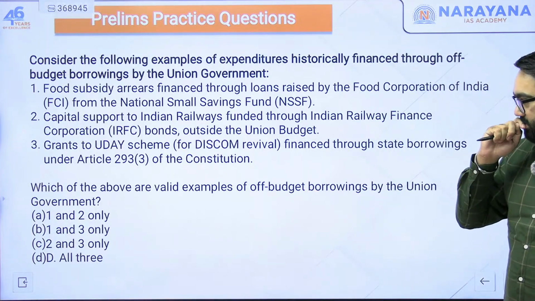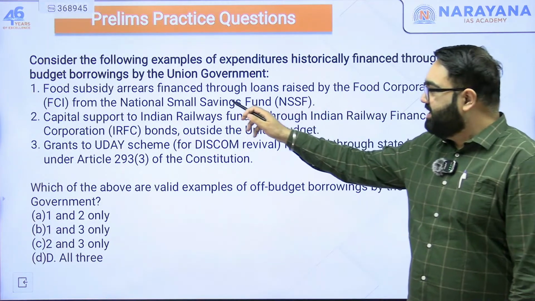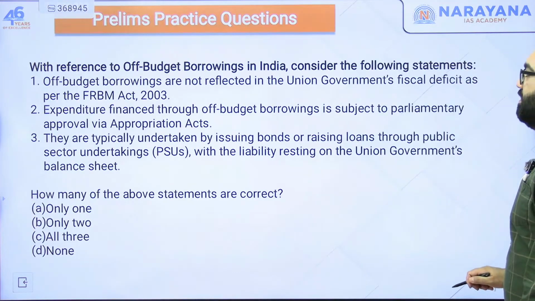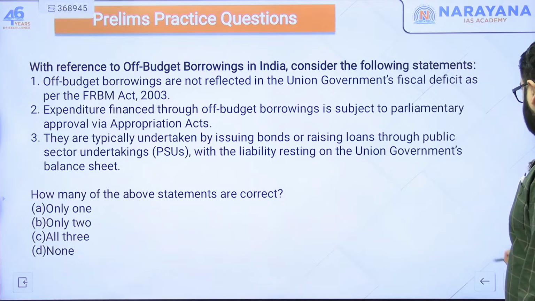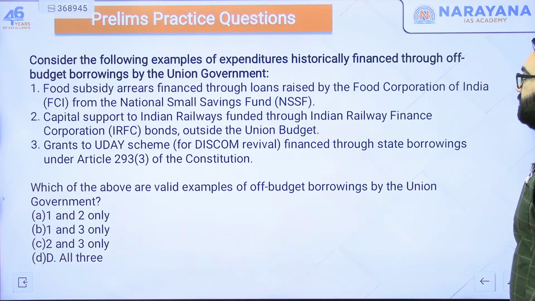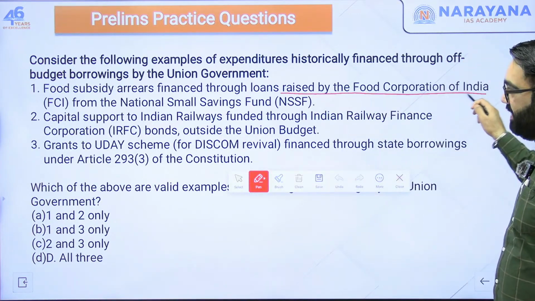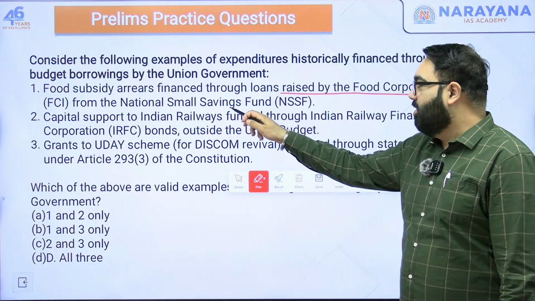Which of these is off-budget borrowing? First, food subsidy arrears financed through loans raised by the Food Corporation of India from the National Small Savings Fund.